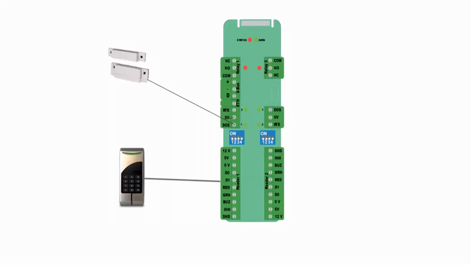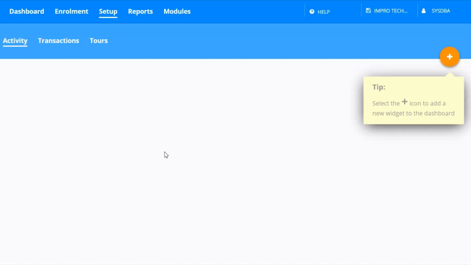Configuring a door open sensor. Install your toggle switch on input 1 on 0 volt and DOS as illustrated. Step 2. Select the reader profile of the reader containing the door sensor.